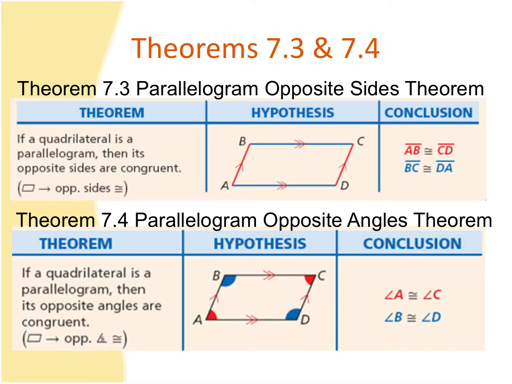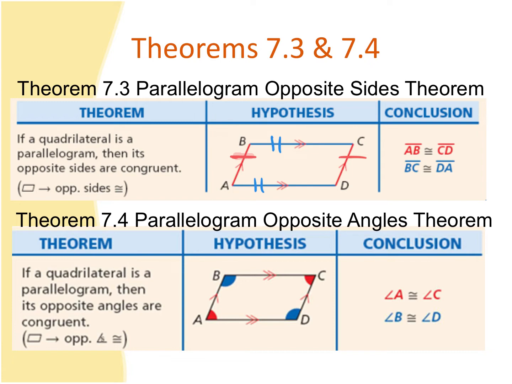So our first theorem is called the parallelogram opposite sides theorem. And what this theorem states is that if a quadrilateral is a parallelogram, then its opposite sides are congruent. So in the picture, you can tell it's a parallelogram because it's got the parallel sides. But in addition to the sides being parallel, this side over here, AB, is going to be congruent to CD, and BC is going to be congruent to AD. And the reason why I know this is by using the parallelogram opposite sides theorem.